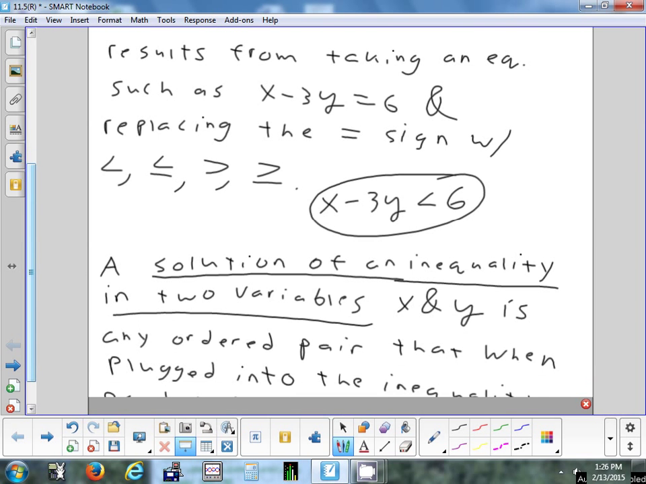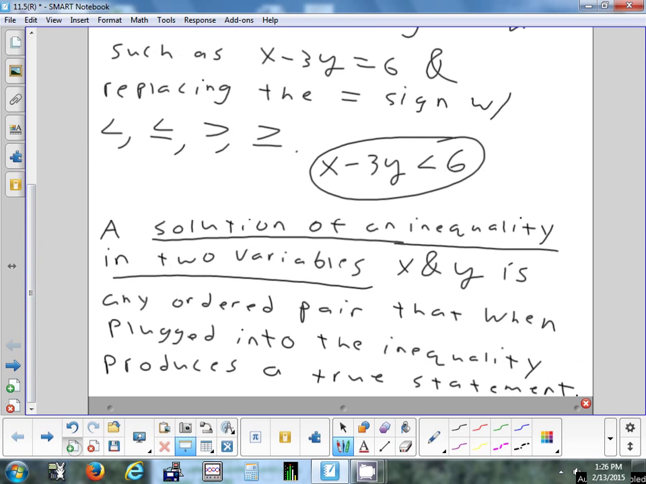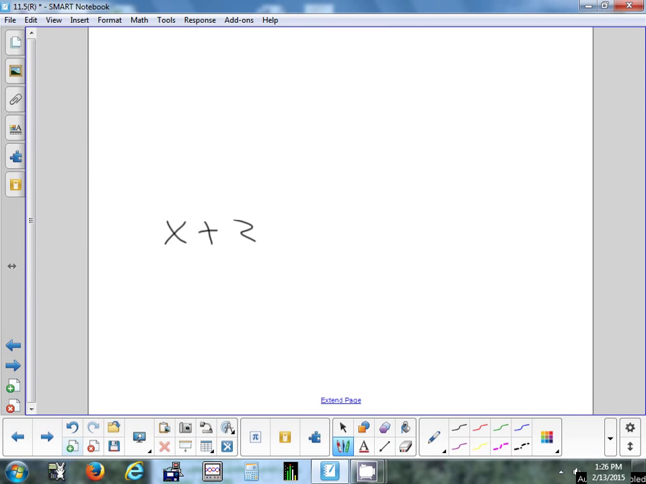So the next thing is, what is a solution to this? For example, if I had an equation like this, what's the solution to that equation? x equals 1. x equals 1 is the solution. It's the thing that you can plug in, and it makes it true. In this case, 1 plus 3 gives me 4. Let me show you with an inequality.